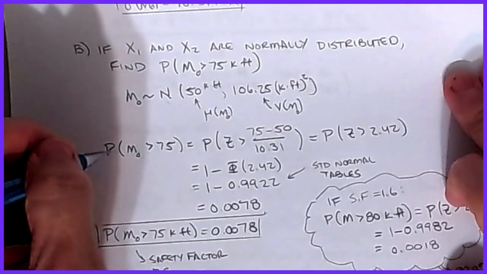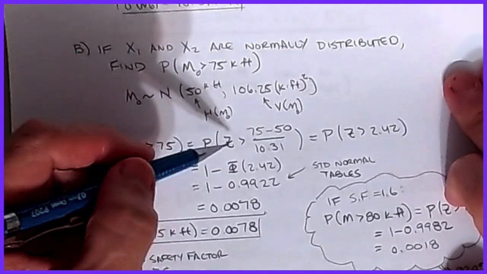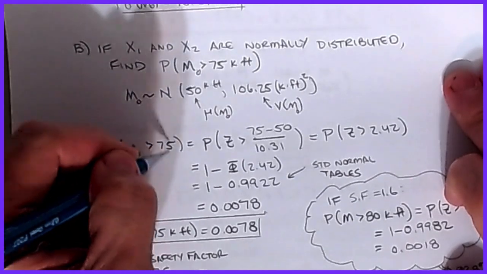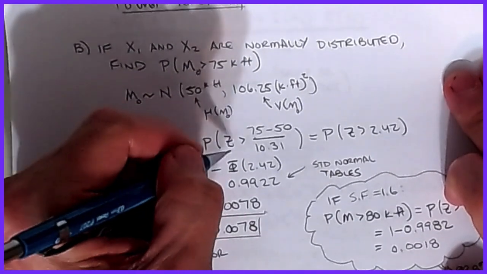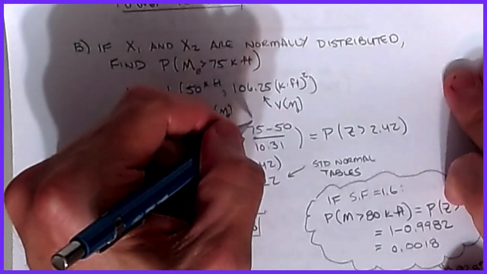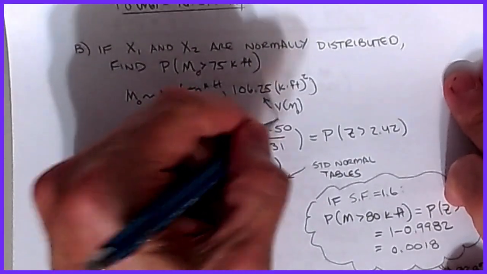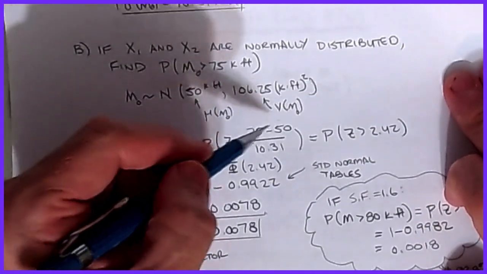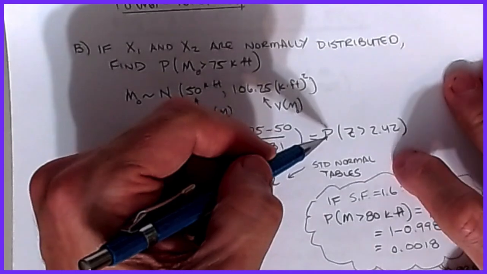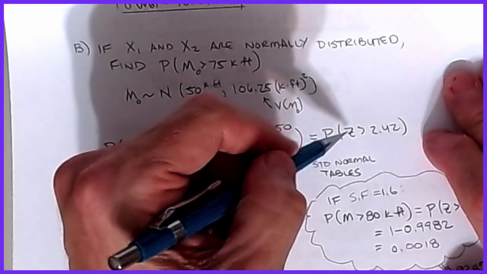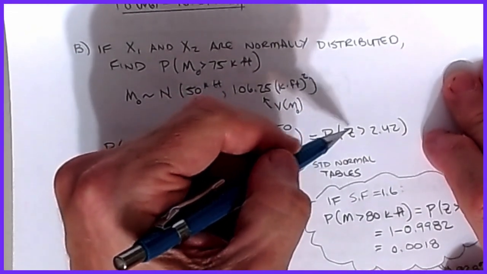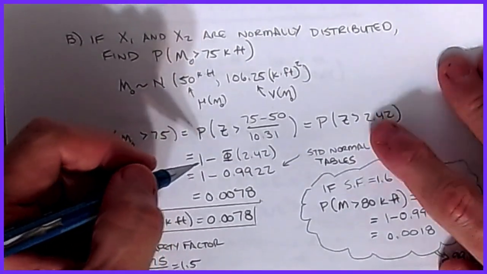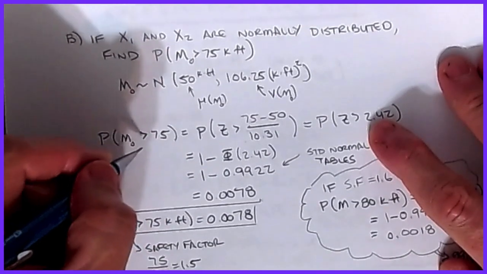Let's just plug in and do our shift in variables and go from x to our z transformation here. The probability of M naught greater than 75 is going to be the probability of a variable z being greater than my variable minus mu divided by sigma. So that's where all these values are coming from. 75 minus 50 over 10.31 tells me I'm looking for the probability of my standard random variable z being greater than 2.42.